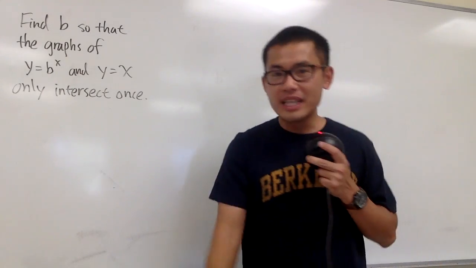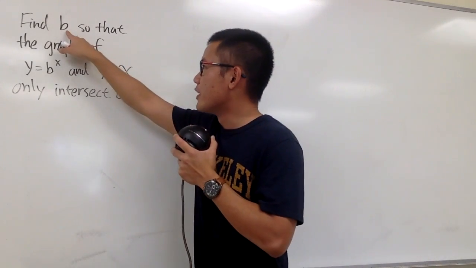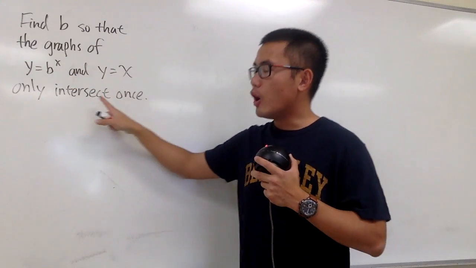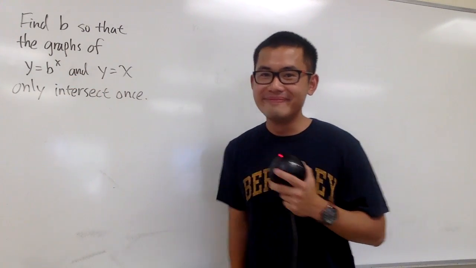Let's do some math for fun. And here I have this question for you guys. We are going to find the value of b so that the graphs of b to the x and x will only intercept one time.